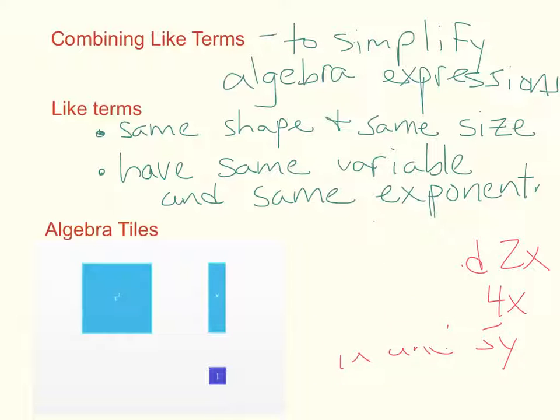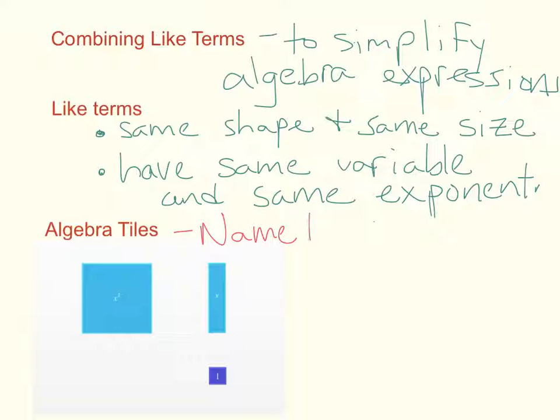Algebra tiles are something that we use to help people visualize these like terms and get that whole idea of the same shape and same size thing. And so we have three different algebra tiles. We've got this x squared tile, which is a square. We have an x, which is a rectangle, and we have our unit square right here. And algebra tiles are named for their area.